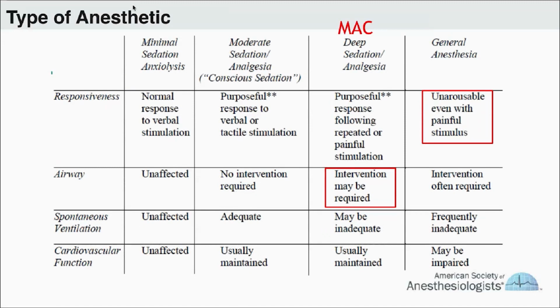And looking at the airway, in a case that's under MAC, an intervention may be required for the airway, but typically the patient is breathing on their own. Whereas with a general anesthetic, the airway frequently requires, or almost always requires, intervention. In a patient that's undergoing a MAC anesthesia, their spontaneous ventilation is typically adequate. We usually don't have to intervene again, and if we do, it's a chin lift maneuver or a jaw thrust. But with a general anesthetic, they're usually not spontaneously ventilating.